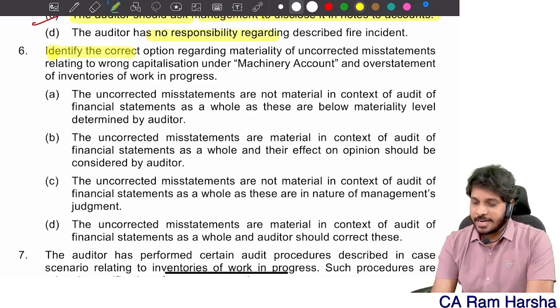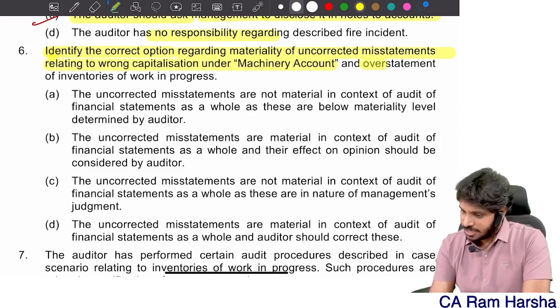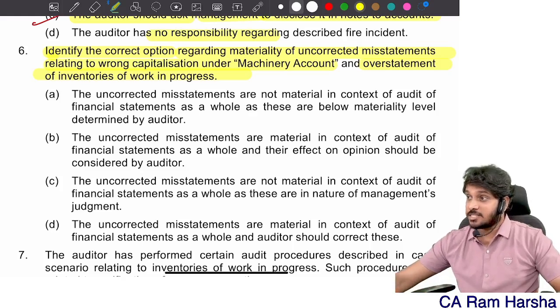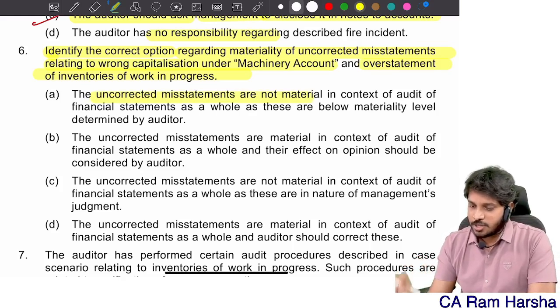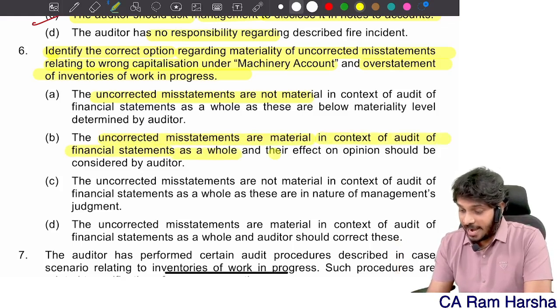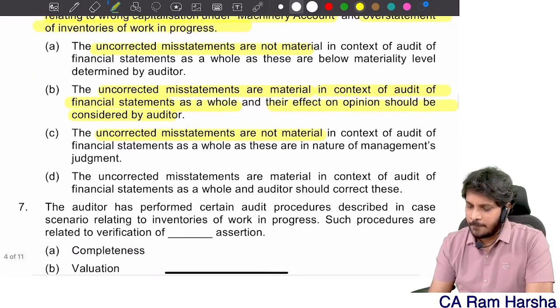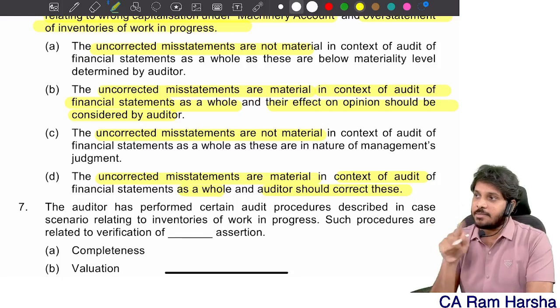Next. Identify the correct option regarding materiality of uncorrected misstatement relating to wrong capitalization under machinery and overstatement. What is the materiality? It's material. Both put together is material, exceeding the materiality set for financials. Yes or no? The uncorrected misstatements are not material. Wrong. The uncorrected misstatements are material in the context of the audit as a whole, and their effect on the opinion should be considered. The uncorrected misstatements are material in the context as a whole, and the auditor should correct this. We will not correct this. We will consider them in forming our opinion.